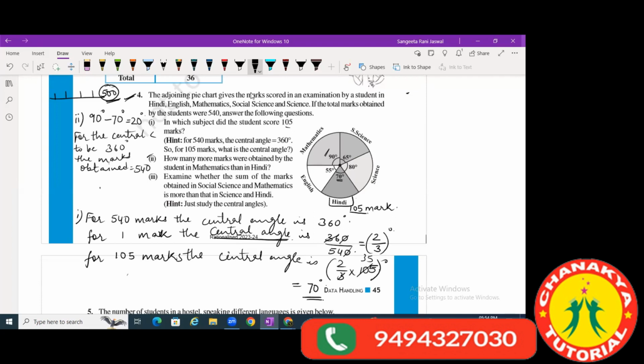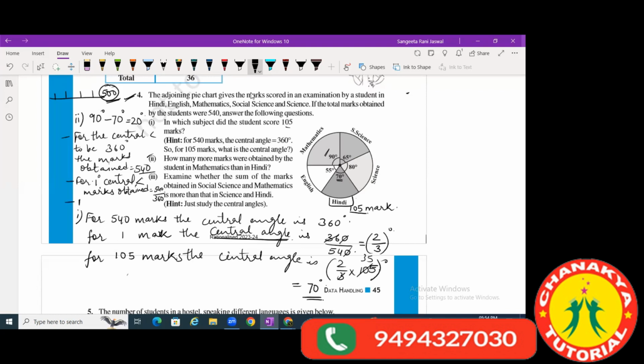So for the central angle to be 1 degree, the marks obtained will be what? Again, unitary method. For central angle of 1 degree, the marks obtained will be 540 by 360. Only thing is, here we are taking the marks, there we did the central angle. For the central angle to be 360, the marks obtained is 540. So, for 1 degree central angle, the marks obtained will be 540 by 360.